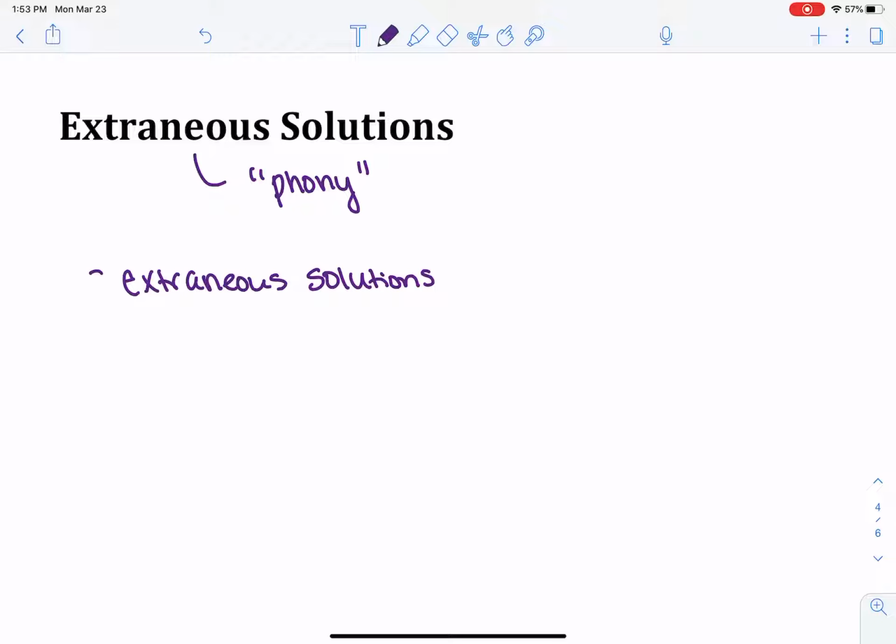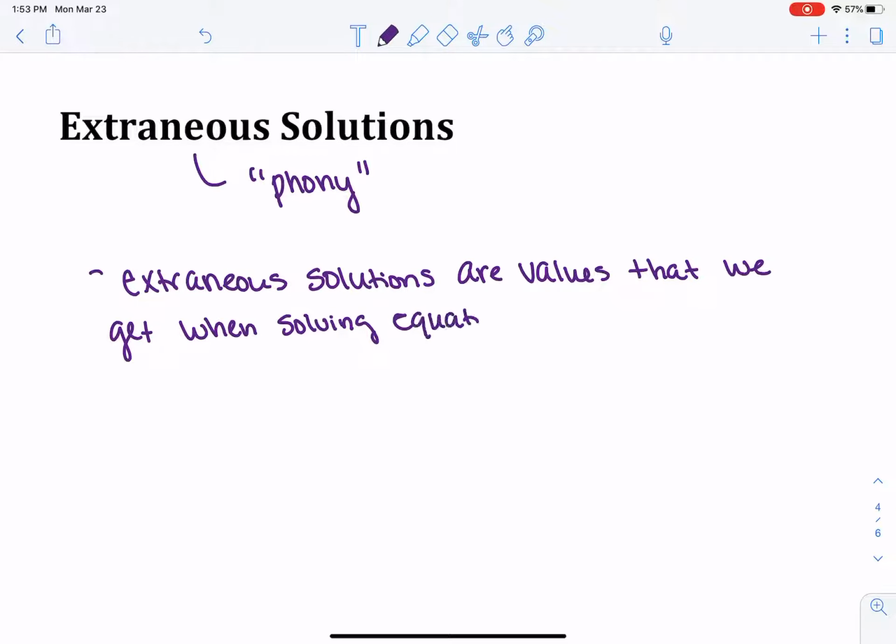are values that we get when solving equations that aren't really solutions to the equation.